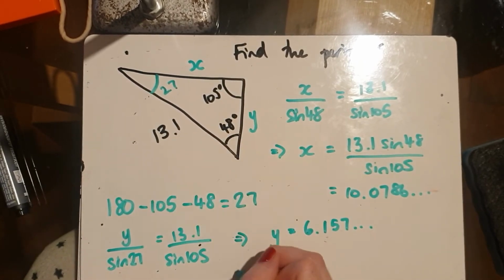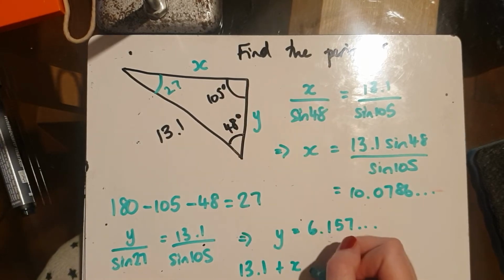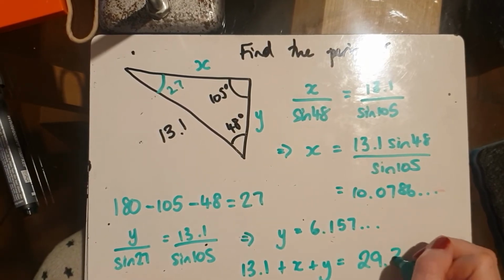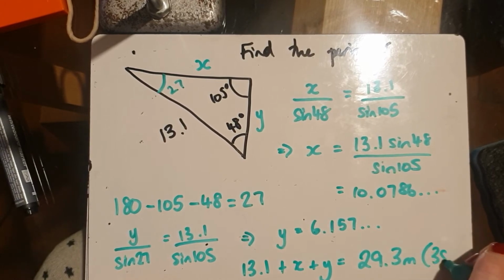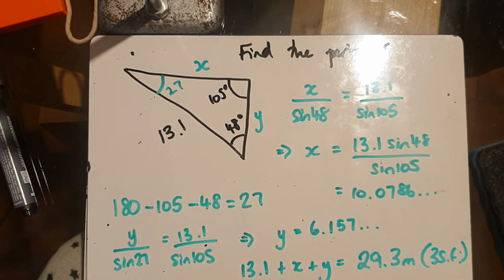So I want to do the perimeter. I want to do 13.1 plus x plus y, and that gives me 29.3 meters to 3 significant figures, which is what the question asked me for.